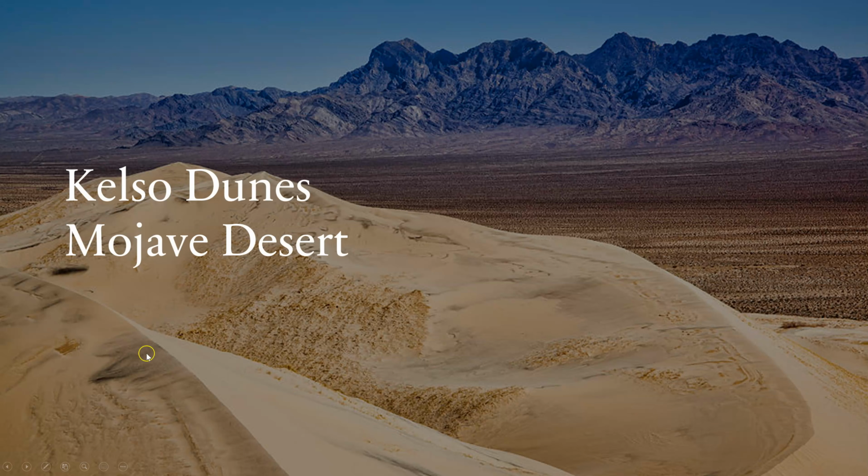Here's another example of Mojave Desert dunes. These are the Kelso dunes. These are also very cool. They look a little bit different. They look like they have a little bit coarser material in some areas in comparison to the Death Valley dunes.